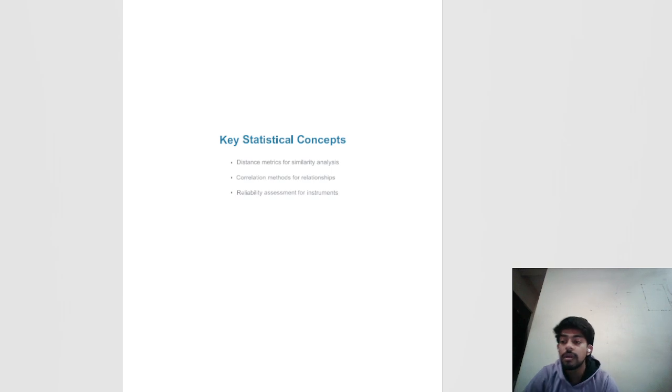Now, to summarize part B, question 5 covered distance measures for dissimilarity analysis. Question 6 demonstrated classification and similarity ranking. Question 7 explored correlation and relationship analysis through scatter plots. And question 8 assessed reliability using Cronbach's alpha. Together, these methods provide a comprehensive toolkit for analyzing feedback, validity, and reliability.